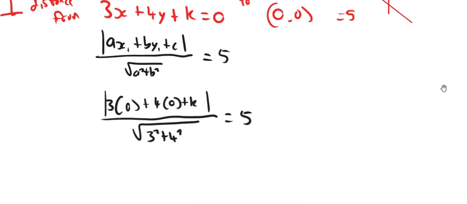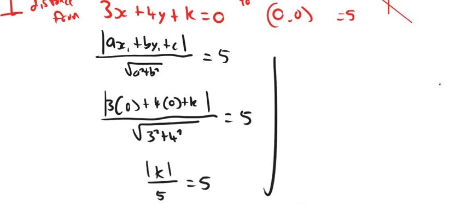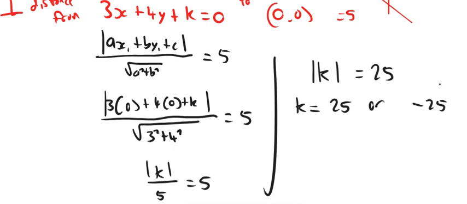So I can already see that the bottom there, 3 squared plus 4 squared, will give me 25, so root 25 is 5. So I end up getting the absolute value of k over 5 is equal to 5, and then if I bring the 5 across, I get the absolute value of k is equal to 25, therefore k is equal to 25 or minus 25, so one or the other.